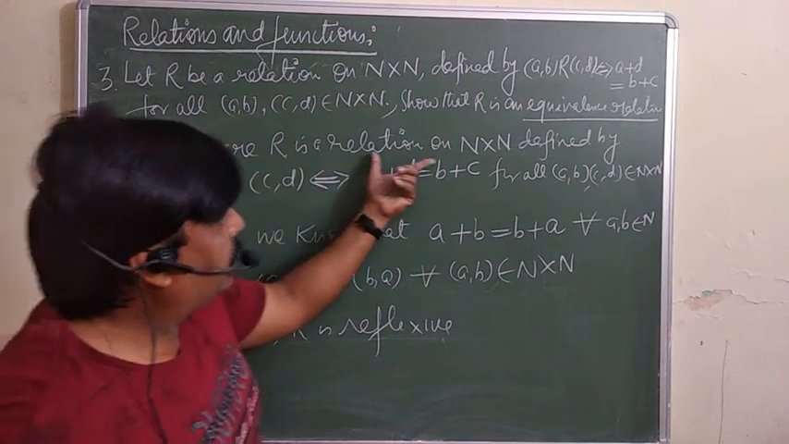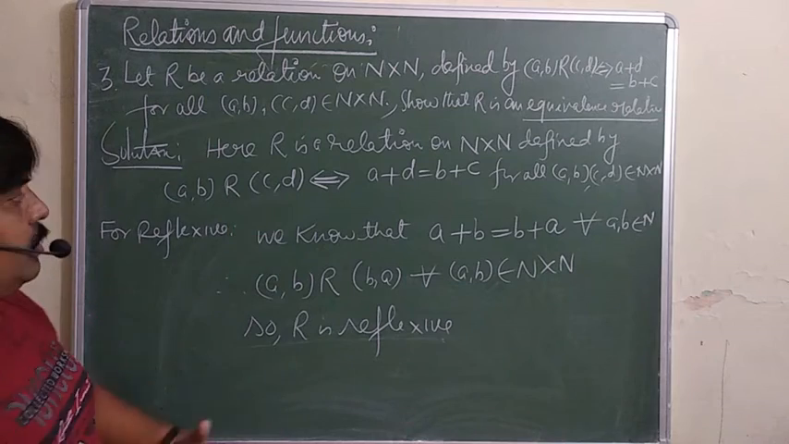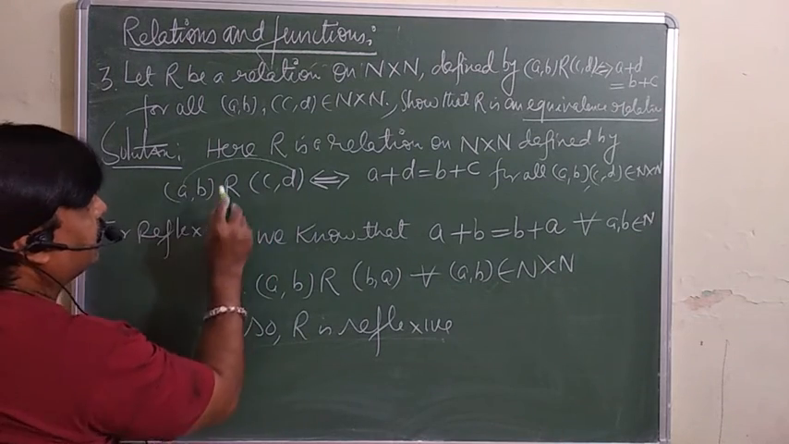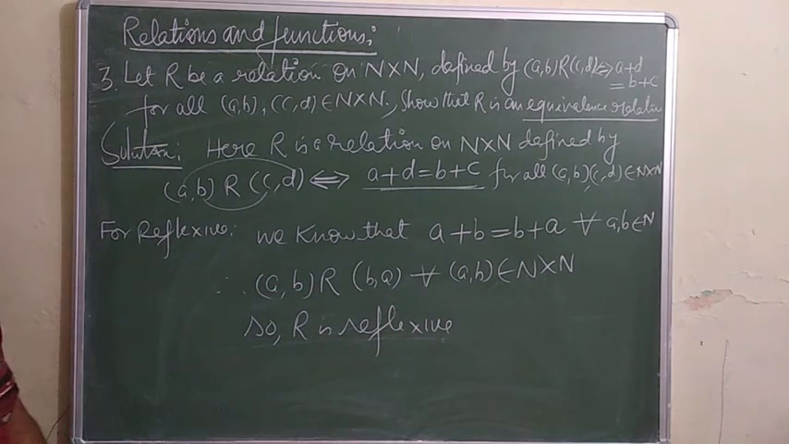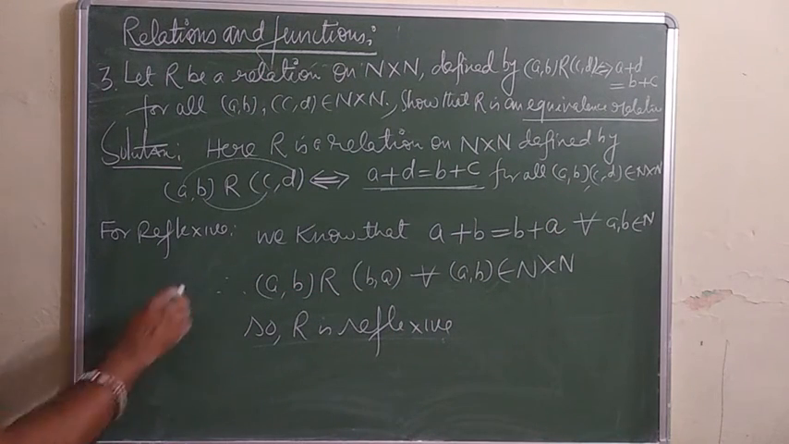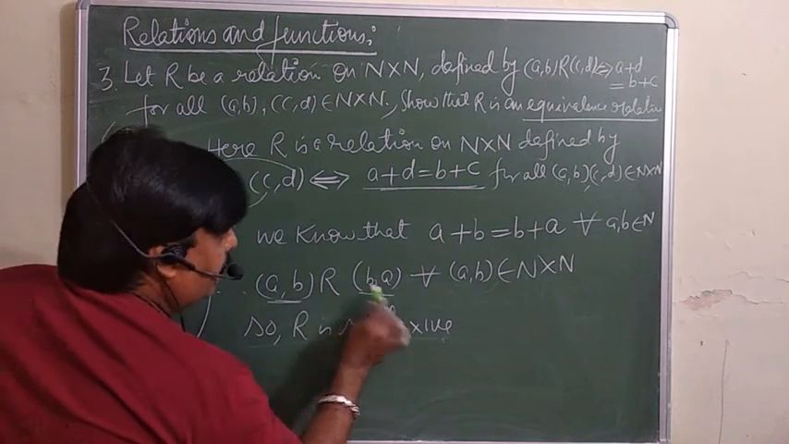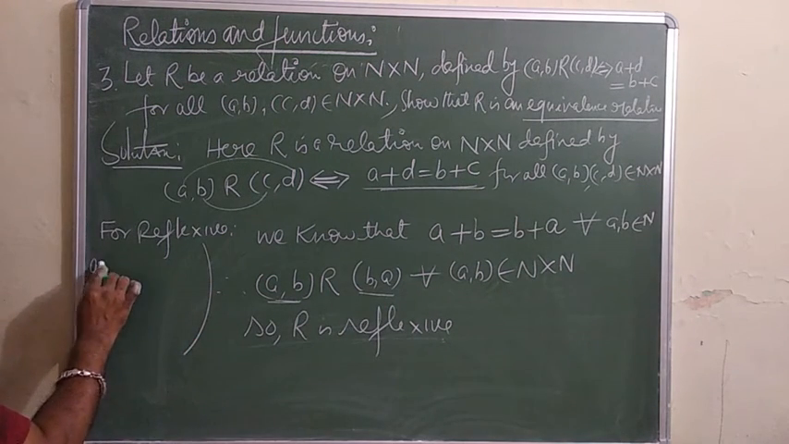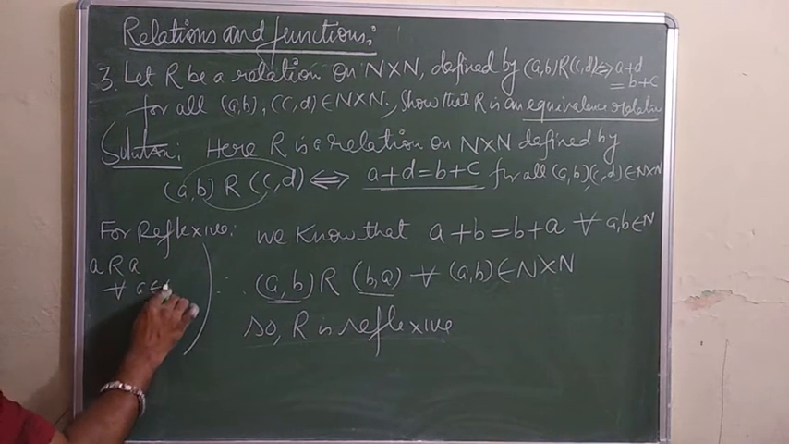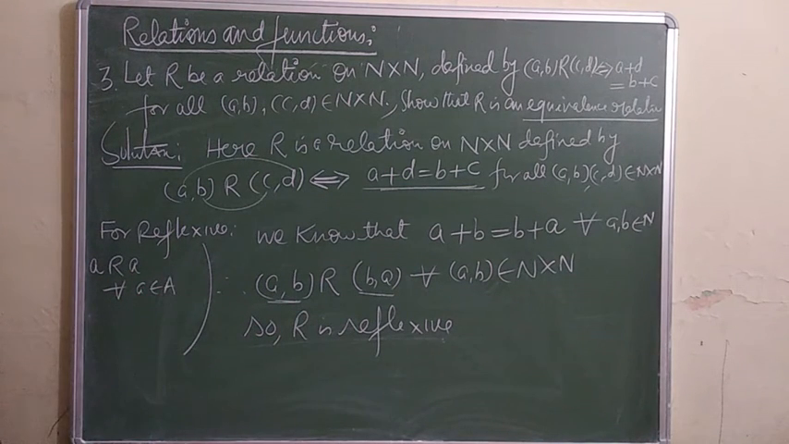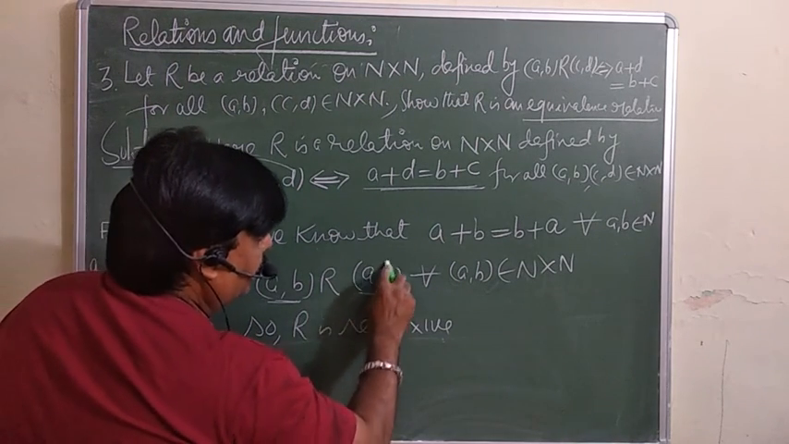Here we are given R is the relation on N × N defined by (a, b) related with (c, d) if a + d = b + c. Now, for reflexive, the difference here is that it is (a, b) and (b, a). Actually, what we are saying is (a, b) R (a, b) for every (a, b) belonging to N × N, not (b, a).